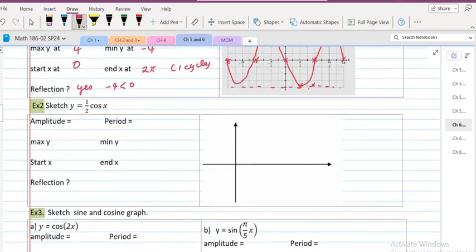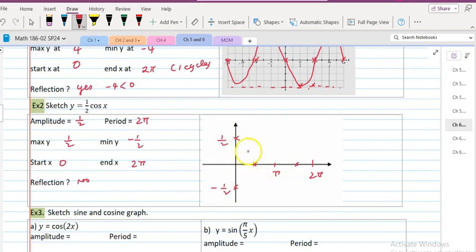The second one is I want to sketch 1/2 cosine x. Amplitude is this number. That means just what is the highest and lowest point. So that is 1/2. Period. Don't have anything in front of the x inside, so it's still 2 pi. So I can say start at 0, ends at 2 pi. What is the maximum y? It is 1/2 and -1/2. Is there a reflection? No. Because there's no reflection, it starts at the highest, which is 1/2. The lowest is -1/2.